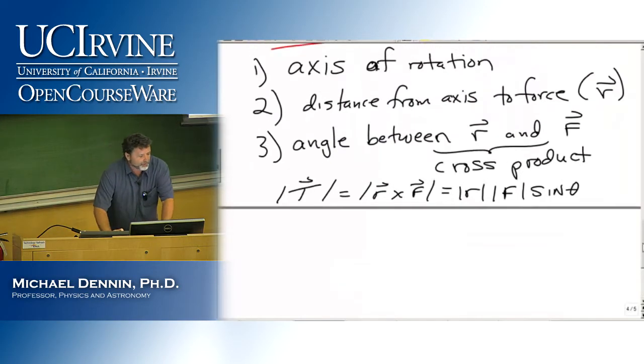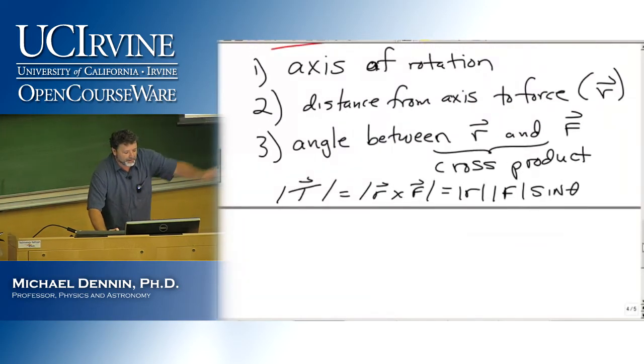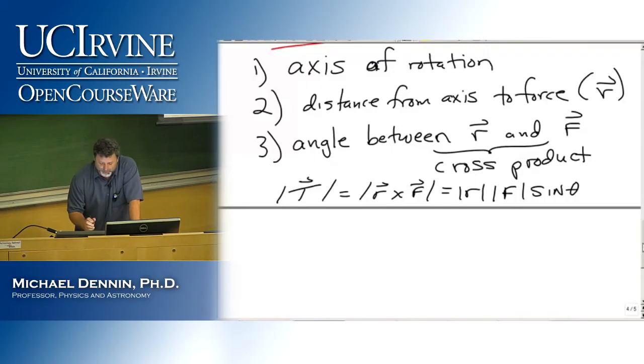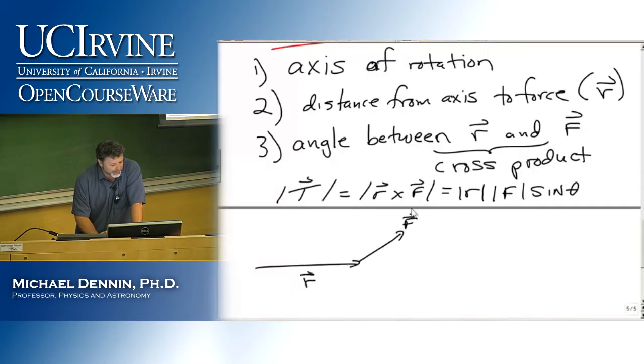Now, there's a couple other useful ways to think about it, and we're going to show it in the demos in a moment, but I want to just draw it here. So here's an R. Here's some F at some angle. Now, if I look at this, and I put the two at the same point, that's how I know what the angle theta between them is.